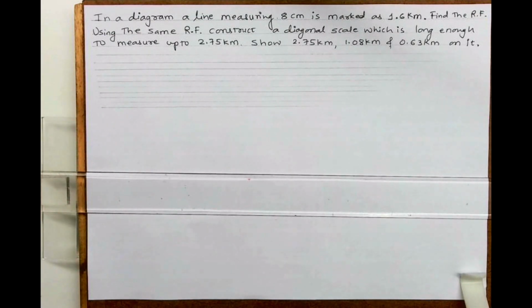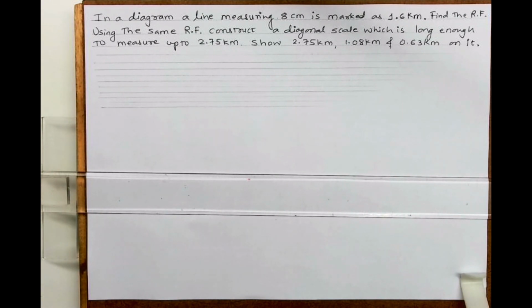Welcome to Technical Drawing. Today we'll see the sum of diagonal scale. In a diagram, a line measuring 8 cm is marked as 1.6 km. Find the RF. Using the same RF, construct a diagonal scale which is long enough to measure up to 2.75 km and show 2.75 km, 1.08 km and 0.63 km on it.